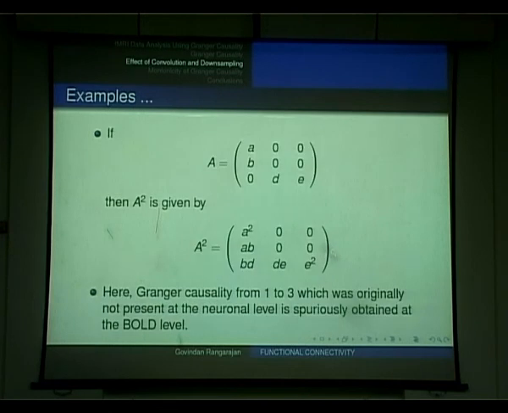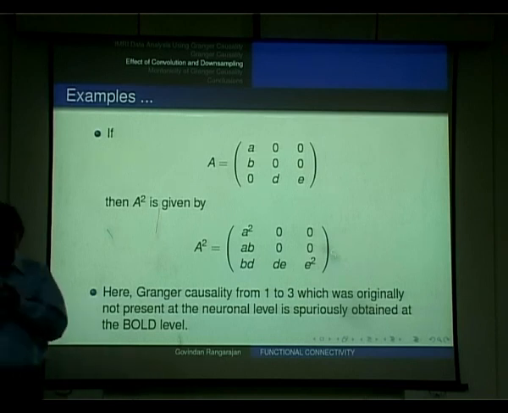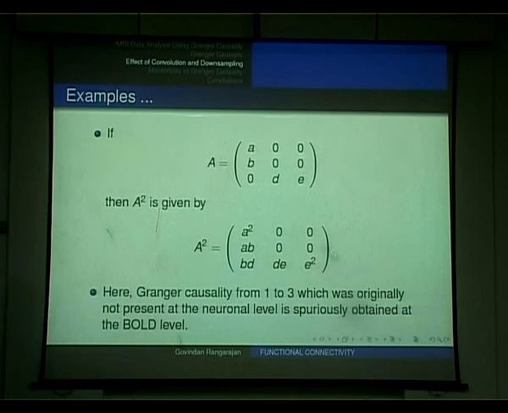downsampling. Or you can take a more complicated case with 3 processes, 3 regions in the brain interacting with one another, and suppose you have such a structure. Then if you take the square, you get a non-zero element here. This was 0 here, that is, there was no Granger causality between process C and A, whereas you get a non-zero element here which tells you that there is Granger causality between process 3 and 1. So you have introduced this spurious Granger causality. What was not present at the neuronal level has been introduced at the fMRI level.